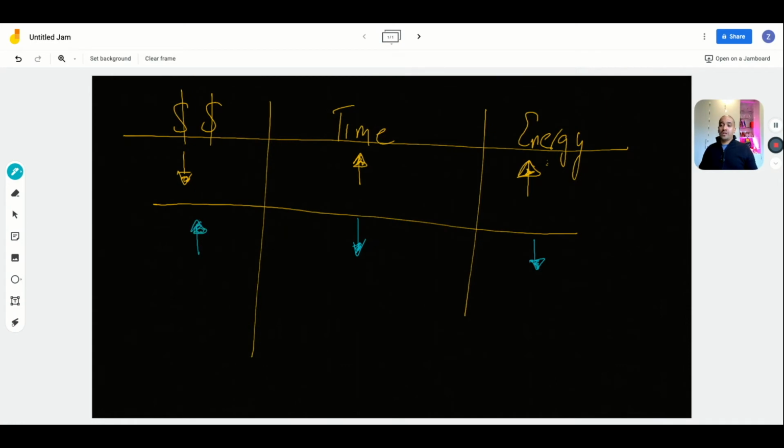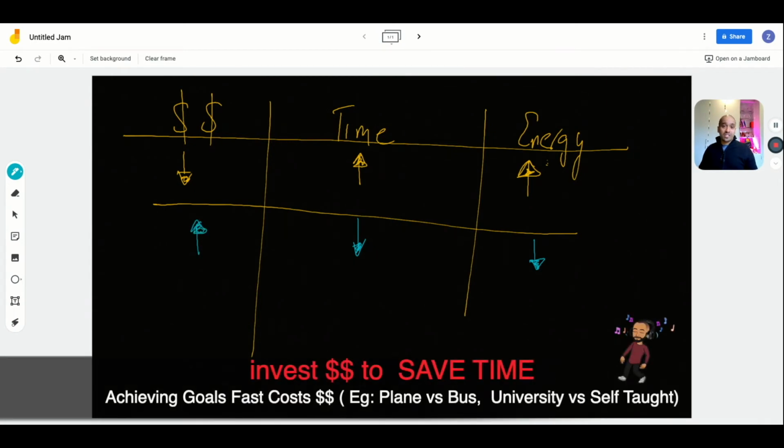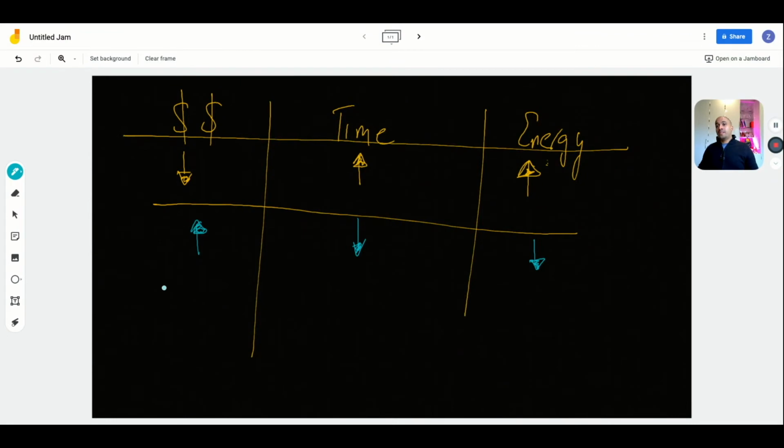Now, if there is a way to get to your destination by plane or by train, if you can afford it and time is important to you and you want to reduce your time expenditure, you'll spend money on the plane to get there faster. That's how businesses work. Now, the third example, or the third scenario, is when you want to reduce energy.